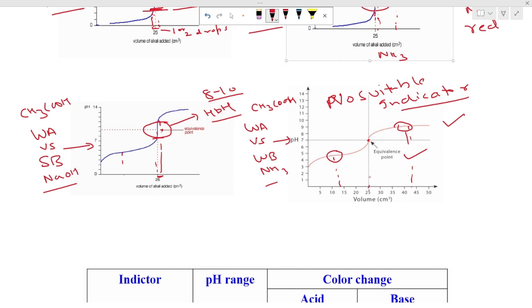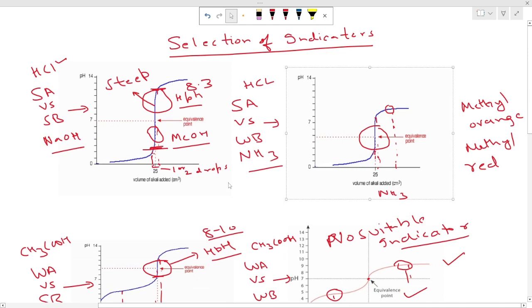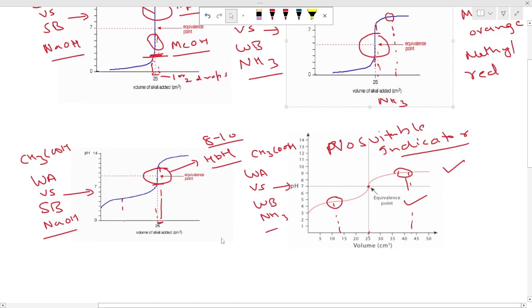So as we have seen here, this way we can select the indicator. So the question is, what is the basis of selection of indicators during acid base titration? So you have to mention that four cases are there: strong acid strong base, strong acid weak base, weak acid strong base, and weak acid weak base.